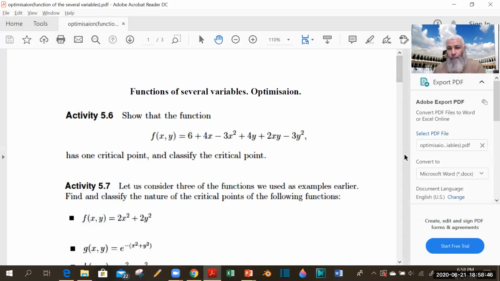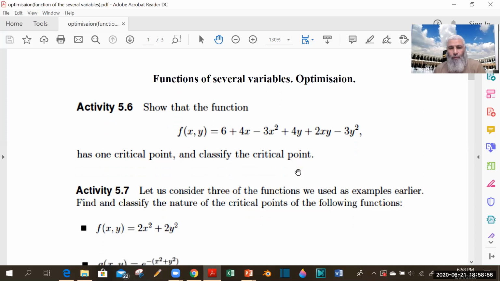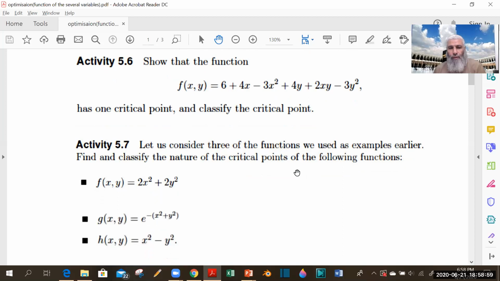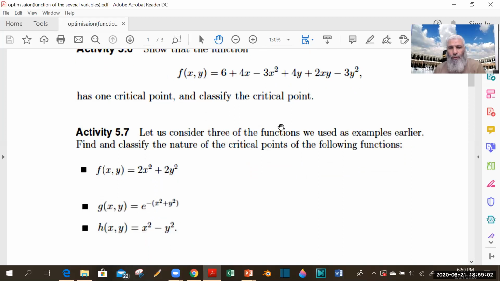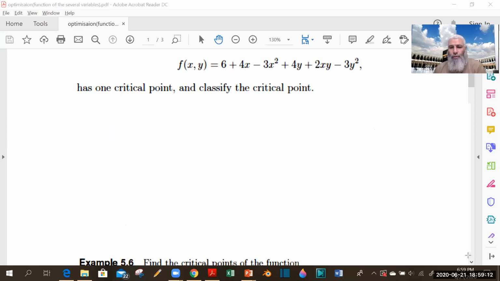This is your file. It has one critical point, and classify the critical point. We found that it has only one critical point, but we didn't classify it. Now we need to classify it through what we just said. But Ustaz, can we also find the critical point again from the beginning? Yes, we'll do it from the beginning.